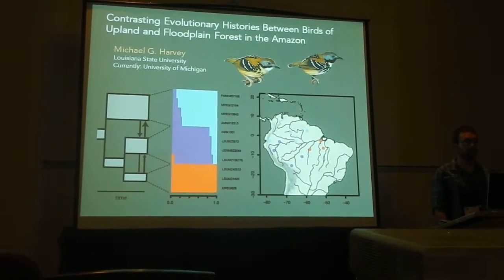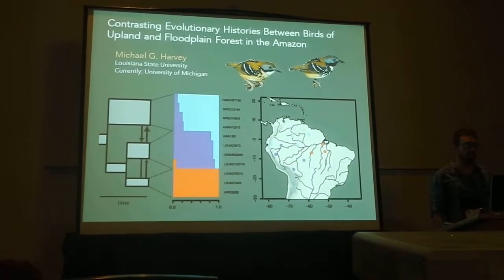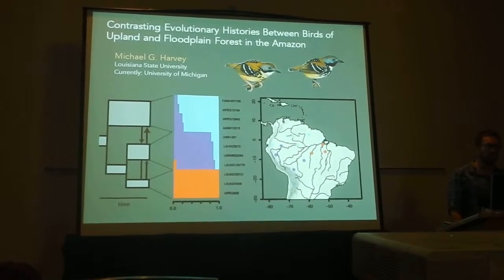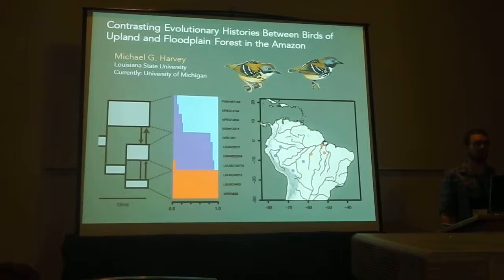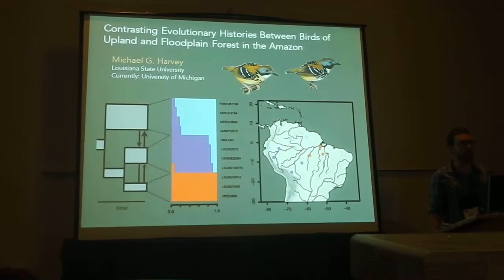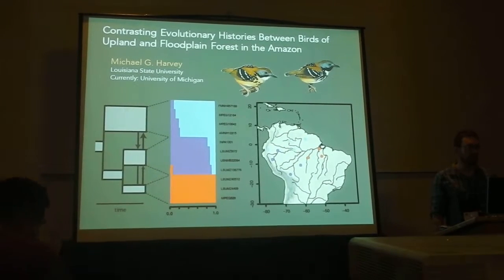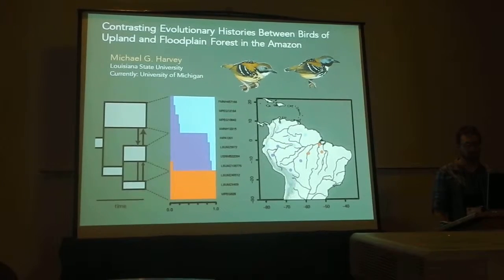I'll be talking about contrasting evolutionary histories between birds of upland and floodplain forests in the Amazon. This is work that I did as part of my PhD at Louisiana State University, although I'm now at the University of Michigan as a postdoc.